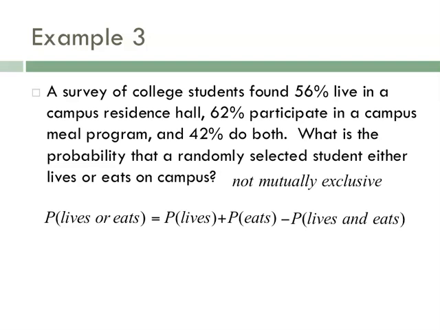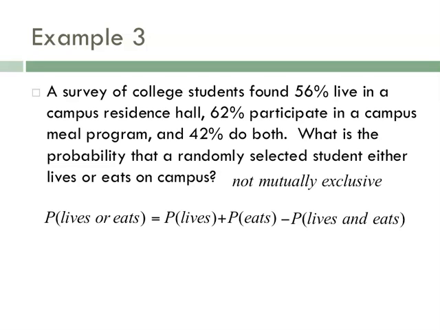Now, we can use this because, well, first of all, it's asking you about whether a randomly selected student lives or eats. So, or, being the operative word, means you're going to add. But because they're not mutually exclusive events, we have to subtract out the students that do both.